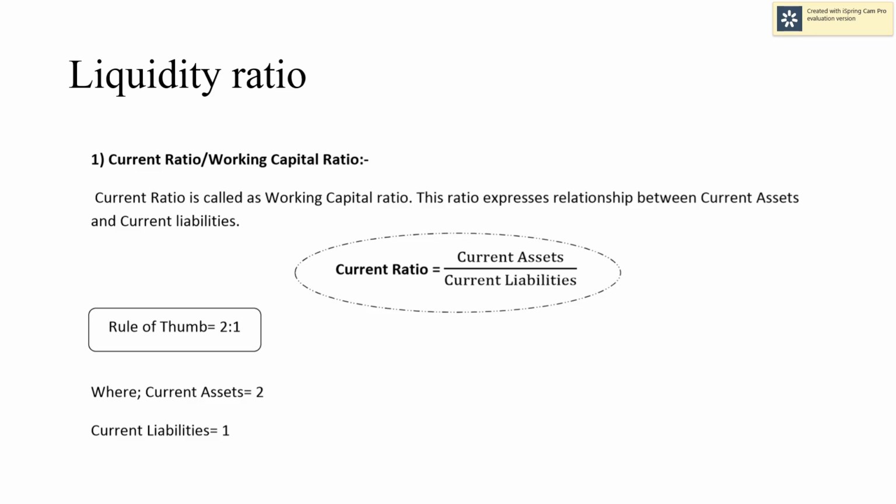That means if the current liabilities are 10,000 rupees, then the current assets should be 20,000 rupees. Only then, according to this ratio analysis, is the analysis of the accounts correct. Otherwise, there is a little bit of difficulty. I repeat, if the liabilities are 20,000, the assets should be double, that is 40,000 rupees.